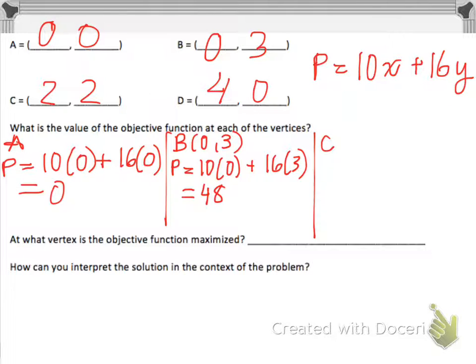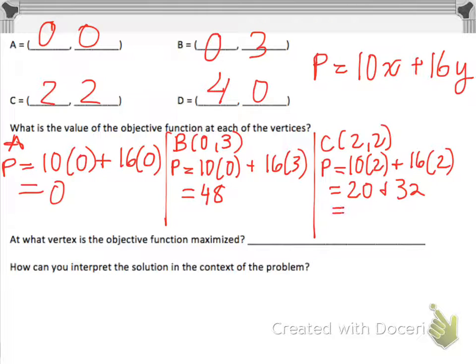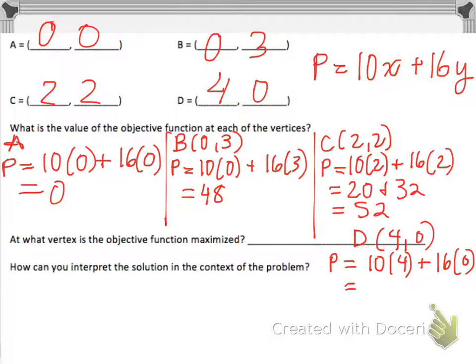Next up is point C, 2, 2. So I get profit is equal to 10 times 2 plus 16 times 2, which is 20 plus 32, or 52. Finally, to do point D, kind of running out of space, I'm just going to do it right below. So point D, the profit would be 10 times 4 plus 16 times 0, which is 40 plus 0, which is just 40.